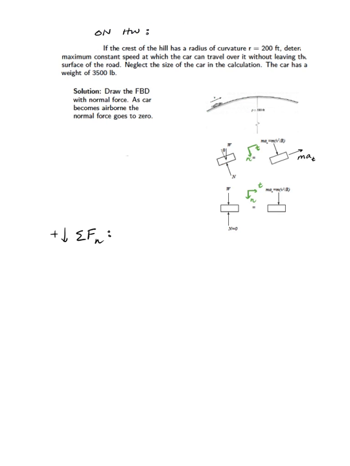All right, the last one we'll do is a homework problem that's similar to one you've got on this homework assignment, but it'll show up on a later homework assignment. So if you want to read through that here, we've got a car that's going over the crest of a hill, and you're asked to determine the maximum constant speed at which the car can travel without leaving the surface of the road. We're going to neglect a couple things, and of course the car has a weight.